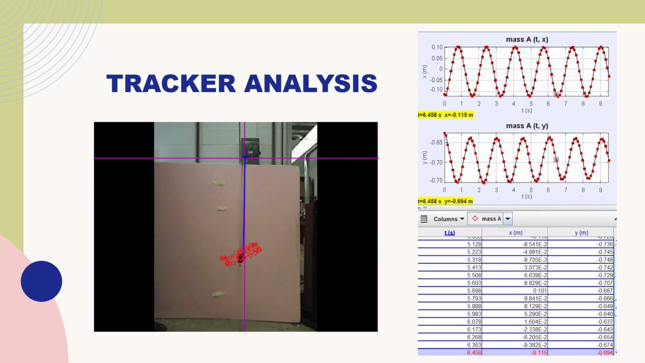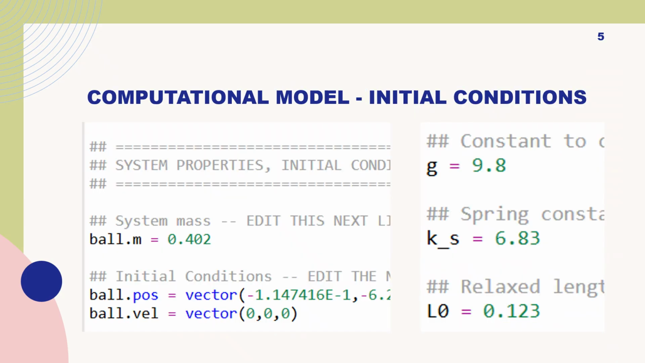So my procedure was, I used the calibration stick to set the scale. I then extracted the position data, which was then imported into my computational model as a CSV file. Here is the initial setup for my computational model. From the video, I set the mass as 0.402 kilograms, the spring constant as 6.8 newtons per meter, and the relaxed spring length as 0.123 meters. These are all from the video that was provided to me.